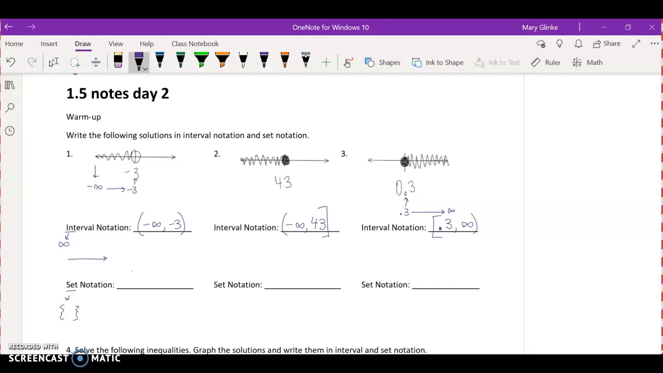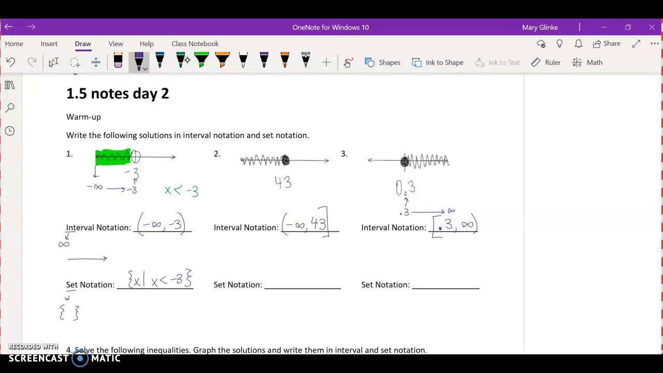For my set notation for these ones, I'm going to start with my set with x such that, and then I need to figure out what this solution up here actually represents. So for this one, I'm trying to compare x to -3, and since I've shaded to the left, that is highlighting all of the numbers that are smaller than -3. So my solution for that is x less than -3, and then I close my set bracket.